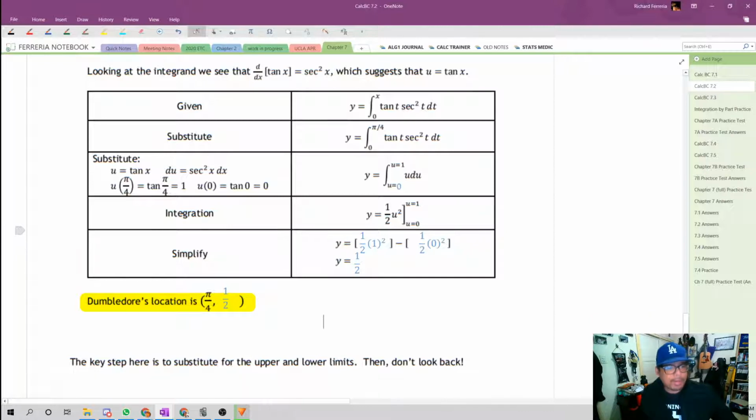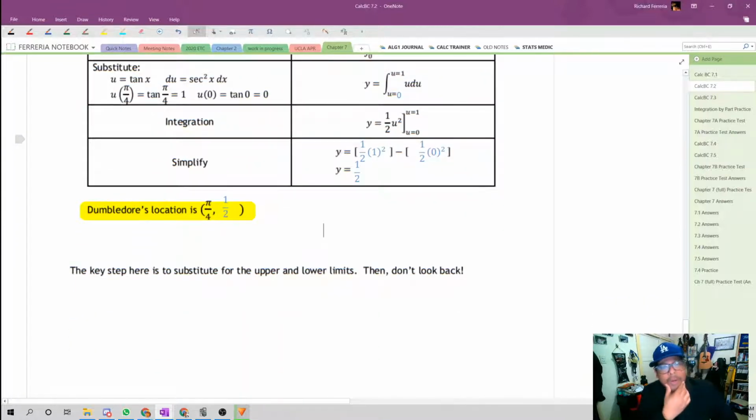The key step here is to substitute for the upper and lower limits, and then, like I said earlier, don't look back. Don't go backwards. Don't go back to x. There's no reason to do it. A lot of times this will simplify the integrand so much because you're left with a polynomial function.